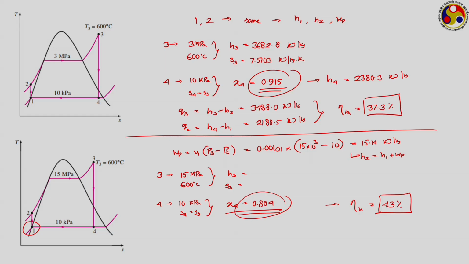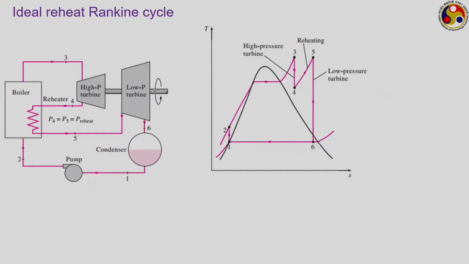I would request you to solve the same problem by maintaining the maximum temperature as 600 degree Celsius, like in this problem, boiler pressure to be 15 megapascal and condenser pressure of 1 kilopascal, and calculate the thermal efficiency from this to see the effect of the condensation pressure. So, this is the way we can increase the performance or efficiency for an ideal Rankine cycle.